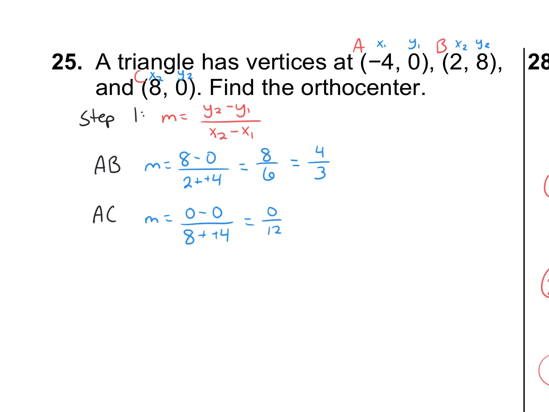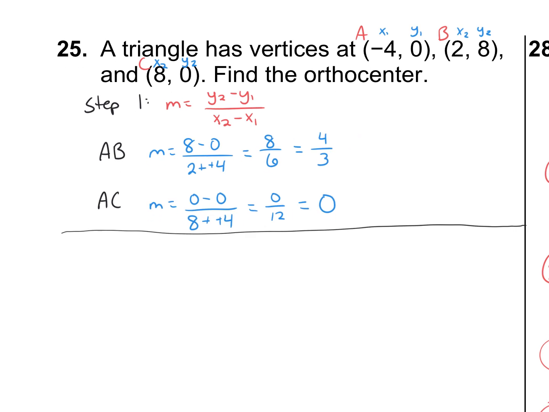Do you want to reduce this, or like divide it out? Yes, you want to. 0 divided by 12 is 0. You should be happy when you get the slope of 0. And you'll see why in a second. It makes it a lot easier in the end. Am I done with step 1? Yes. Some of you do the perpendicular step in that step, which is fine.